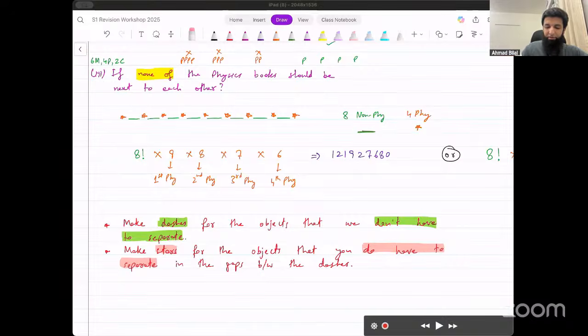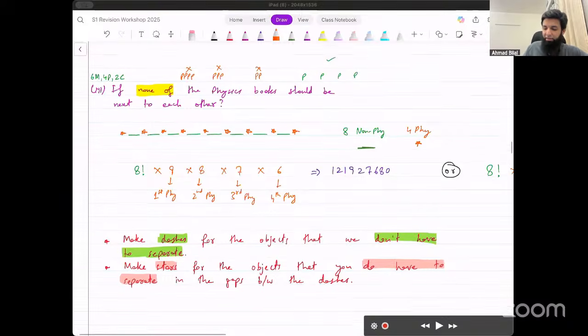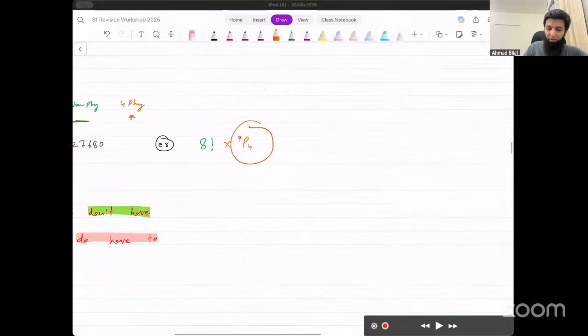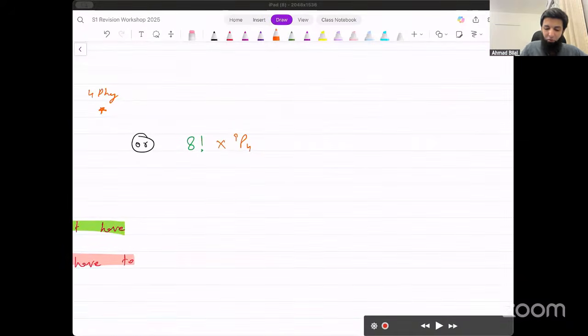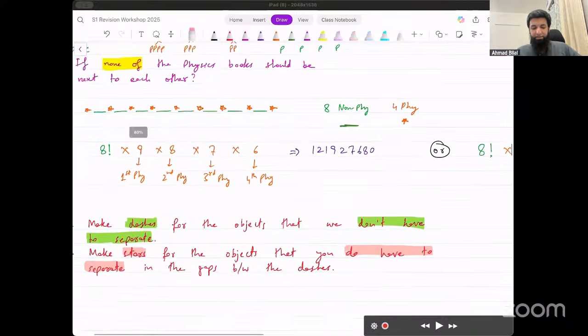Now, how do we do that? We can directly say 9P4, and that will give us the result that we've got 9 places, arrange 4 books in them, and that gives you the result.